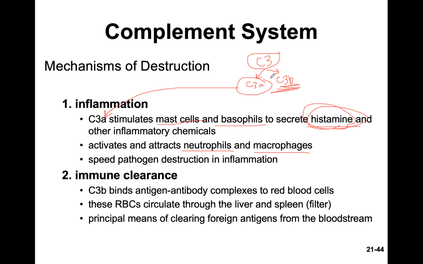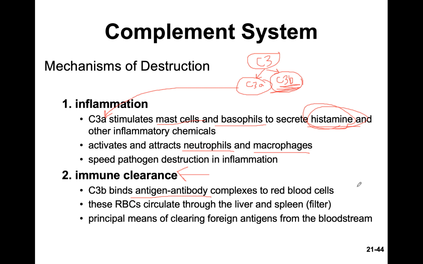Now, C3b, we said it binds to bacterial membranes to create the MAC complexes, but they're actually also able to bind to antigen antibody complexes to do something called immune clearance. So C3b binds to antigen antibody complexes and binds those bacterial cells to red blood cells.